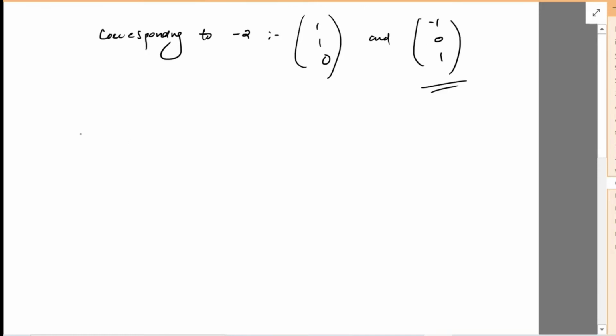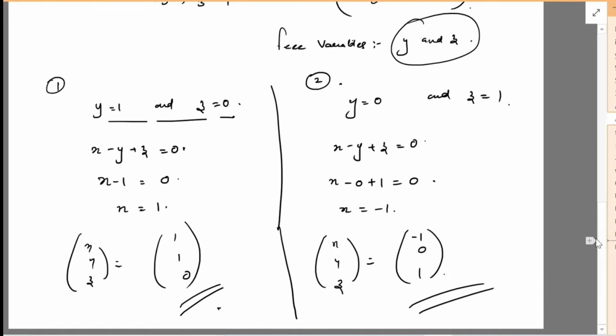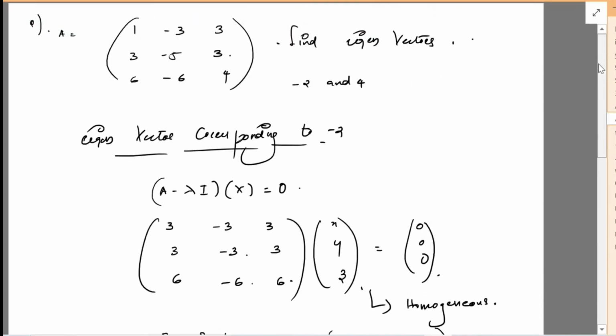Okay, now we need to find the eigenvector corresponding to the next eigenvalue. What is the next eigenvalue? The next eigenvalue is 4.